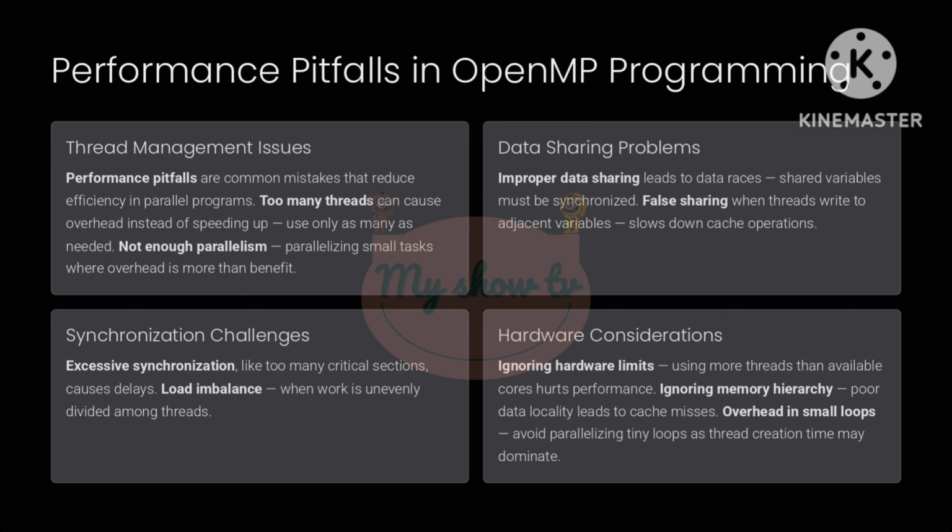Not enough parallelism. If we try to parallelize very small tasks, the overhead of managing threads may be higher than the work done. Ignoring hardware limits. If the system has 8 cores but we use 16 threads, threads will compete for resources, reducing efficiency. Ignoring data locality. If threads access data scattered in memory, it leads to cache misses, slowing execution.